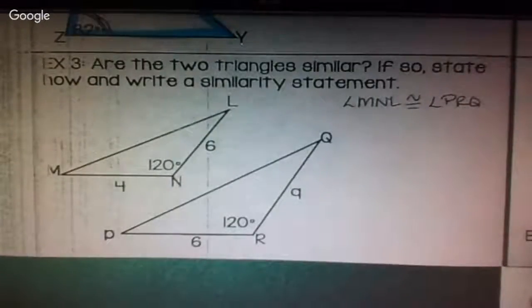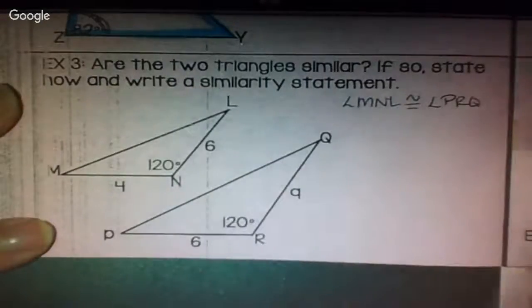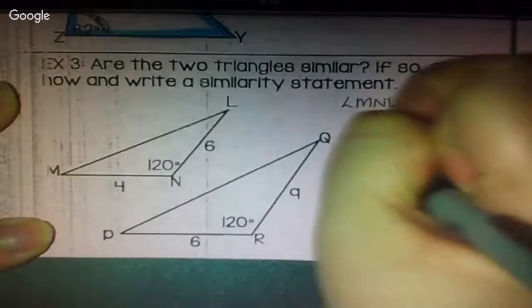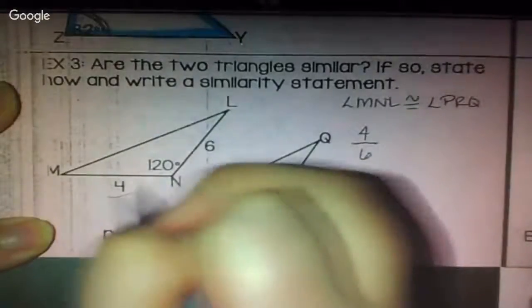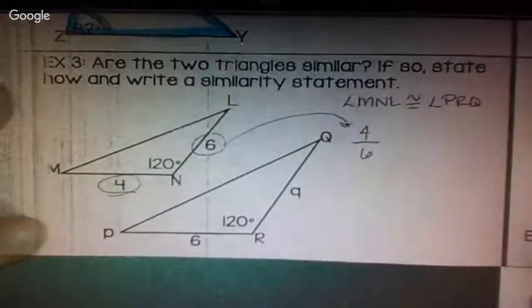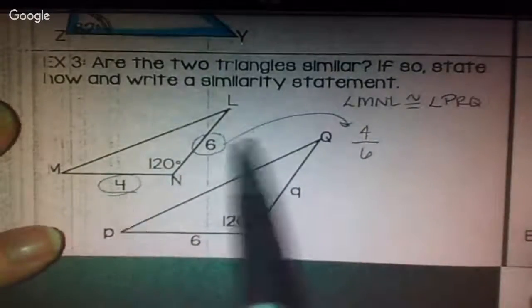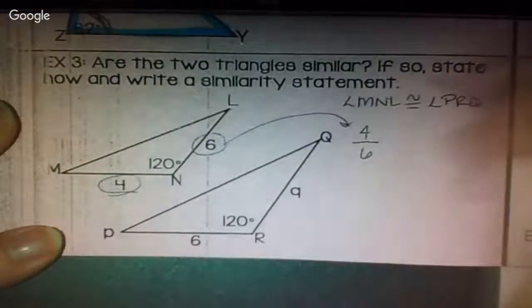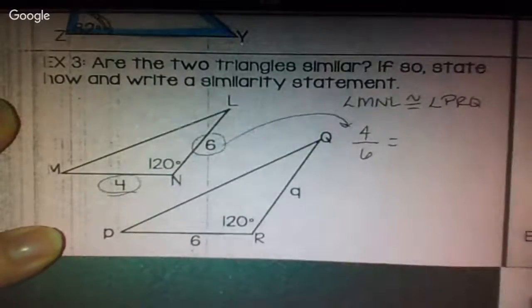Okay, so I've got the first piece. I now need to show that the other 2 sides are proportional. So the way that you do this is you set up a proportion. You make a fraction out of these 2. So this becomes 4/6. I got that from here and here. So if I do 4/6 for this triangle, my second fraction has to be 6/9.